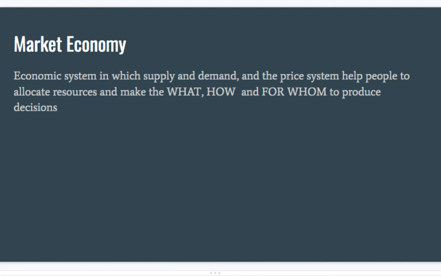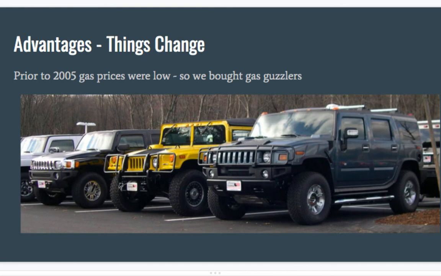Well, what does that mean? It means when we have the money to spend on things, we spend it. So prior to 2005, an example here is gas prices were low. So we had the money to go and buy gas guzzling vehicles, large vehicles that didn't have really good gas mileage. It was the right thing to do at the time, as people thought.